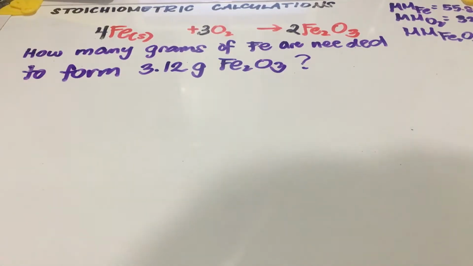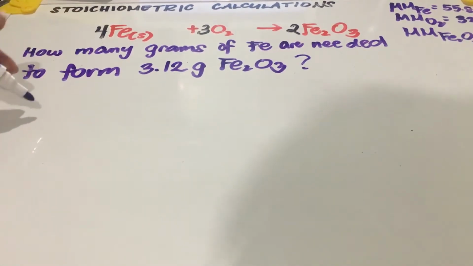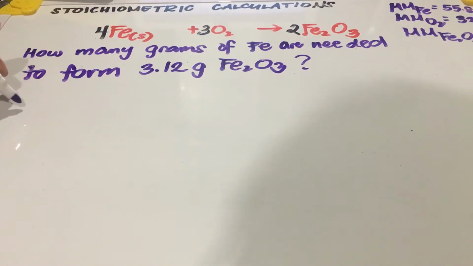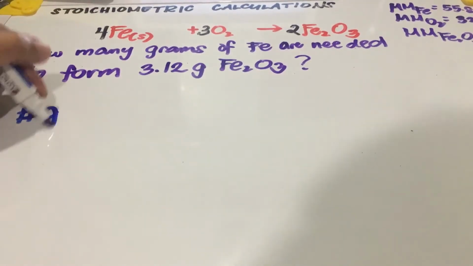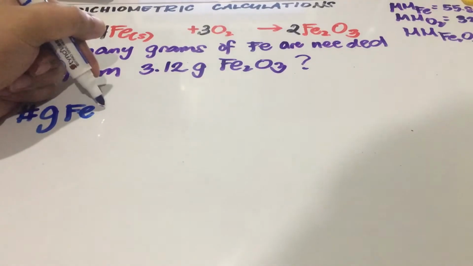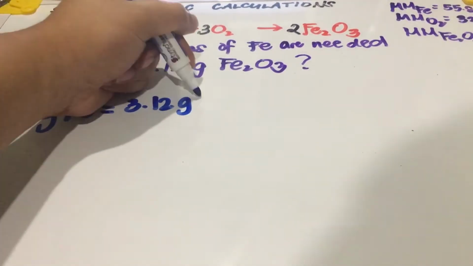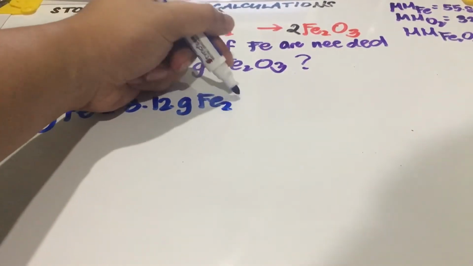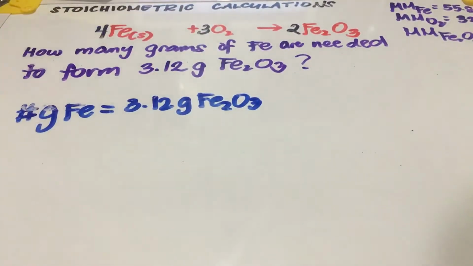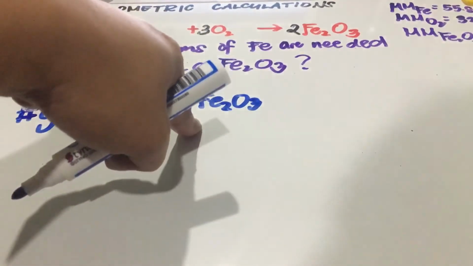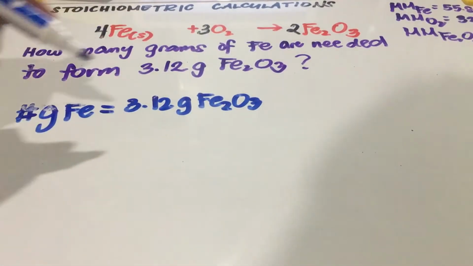example, but this time we are asked how many grams of iron, Fe, are needed to form 3.12 grams of Fe2O3, or iron(III) oxide. So the number of grams of Fe is equal to what is given to us, 3.12 grams of iron(III) oxide, that's Fe2O3. Take note that this is in grams, so we must convert it into the number of moles.